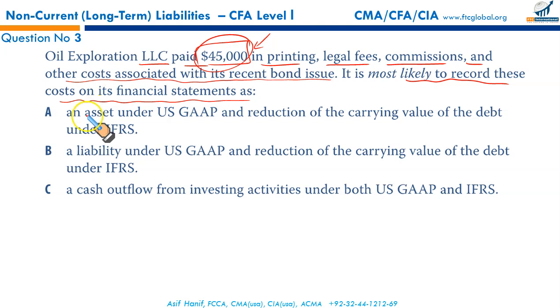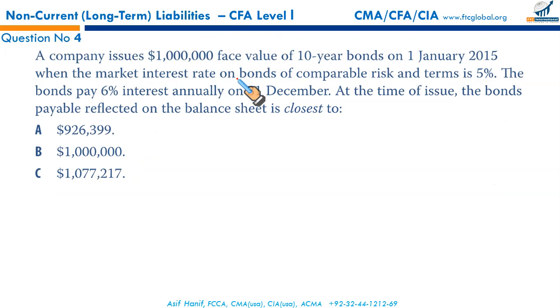So it is recognized as an asset under the US GAAP to be amortized over the life of the bond, or the term of the bond, and a reduction of the carrying value of the debt under IFRS. Absolutely perfect. You got it right. That's A. Under the US GAAP, expenses on issuance of bonds are capitalized and amortized over the life of the bonds. True. A is the right answer.